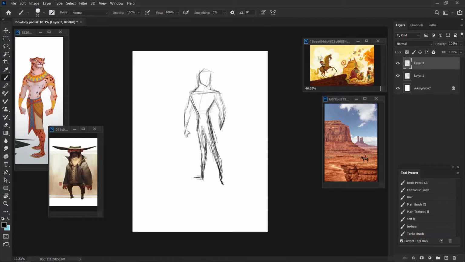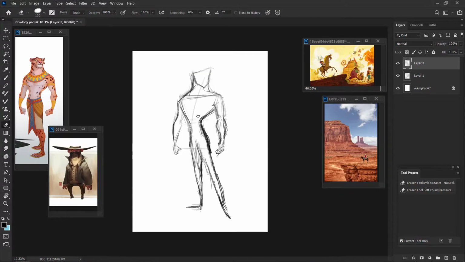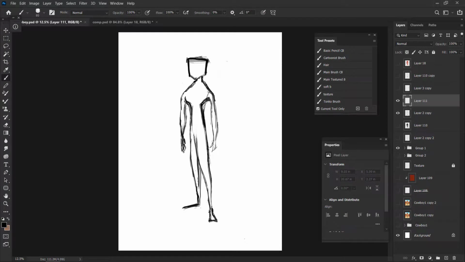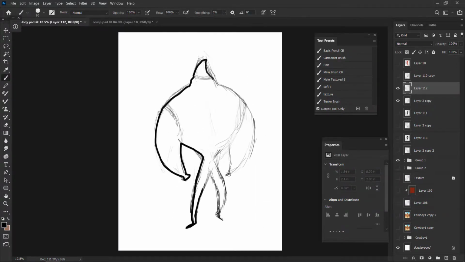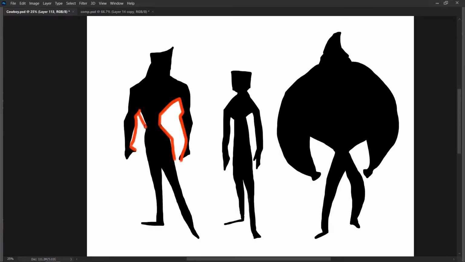Next step is exaggeration. Here, I will liquefy the subject since I am not satisfied with the first rough sketch. This will help me to find the perfect exaggeration for my illustration. Next step is silhouette. Here, we will know if our character is readable. Also, pay attention to the negative spaces.